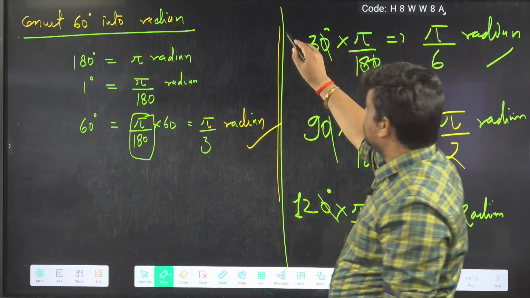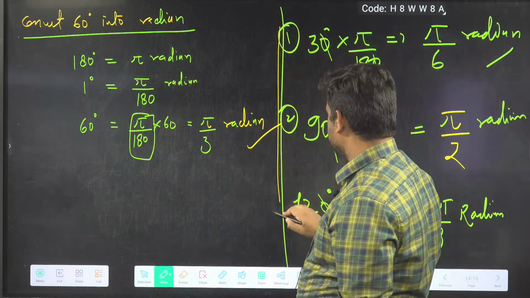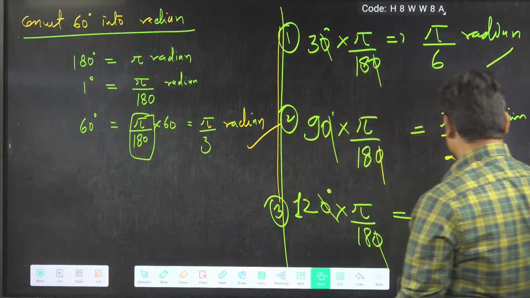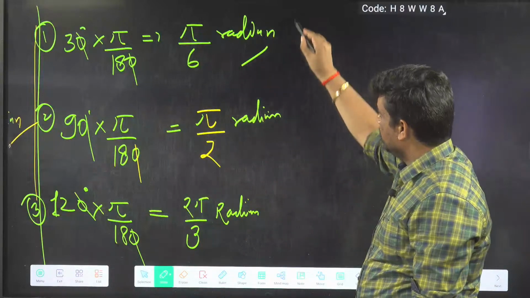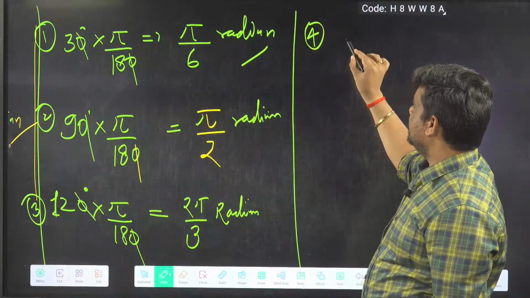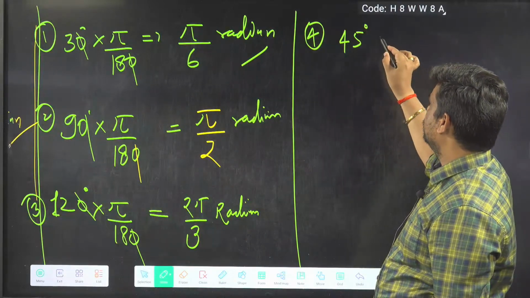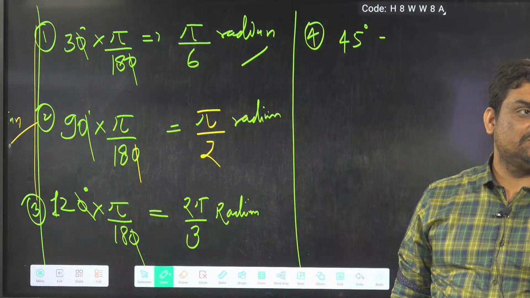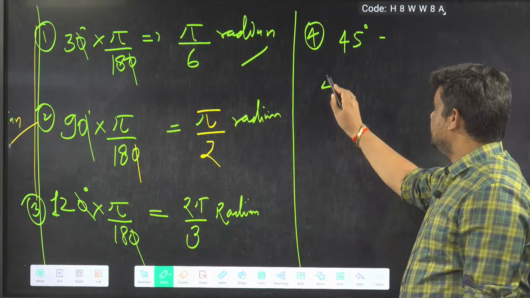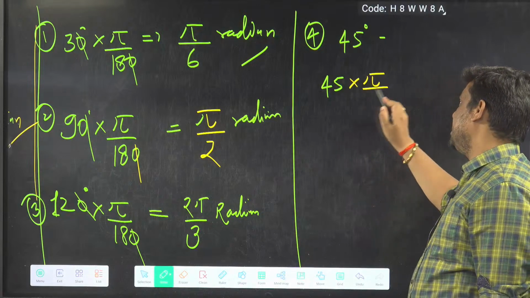2 pi by 3. These are the examples. You can write these examples. Example number 1, example number 2, example number 3. Can I give you some more examples? Some more. Okay, number 4. Tell me quickly for 45 degree. What will be the answer for 45? Yes. So we can say 45 into pi by 180.